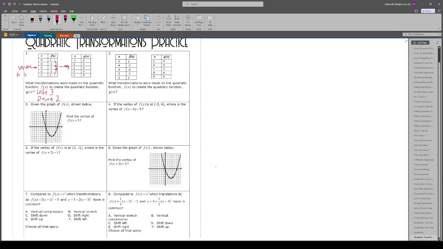Then we need to know if the stretch, oh wait, I'm sorry, this is the original. We're supposed to say how it changed from one to the other. I was just saying how this one changed from the parent function. So in the one on the right, the same thing. We are decreasing to the vertex and then increasing as our x values increase. So that means that we are not reflecting. We don't have a reflection because the y values are going the same way.